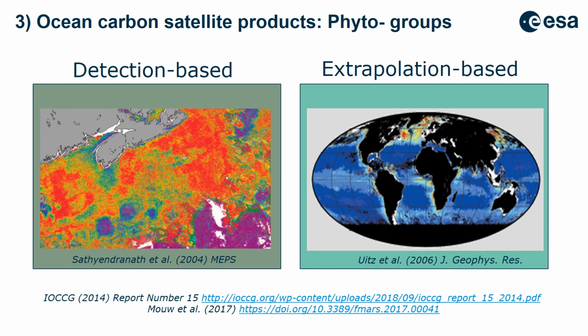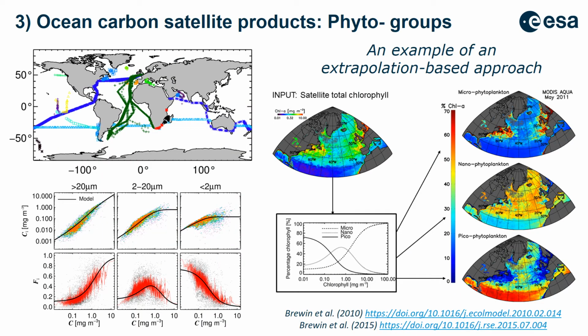Now, there's various ways one can look at phytoplankton community structure from space. There are techniques that people have developed which are detection based, so that they look at subtle optical signatures in the ocean colour to distinguish between different communities and sizes of phytoplankton. And there's extrapolation based techniques which relate the community structure of phytoplankton to some other variable we are confident we can retrieve from space, like the chlorophyll concentration. And this is just an example of an extrapolation based approach. This is one of the models that I've worked on and developed.